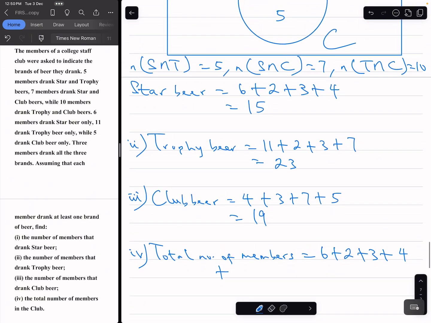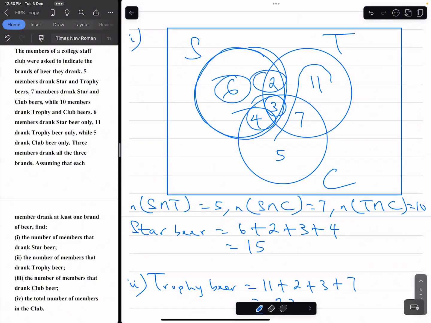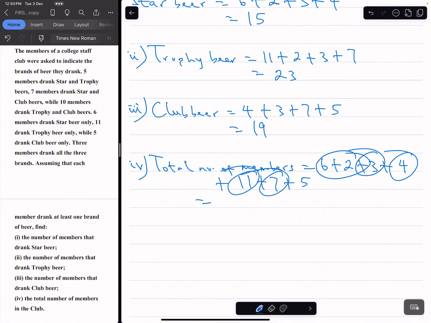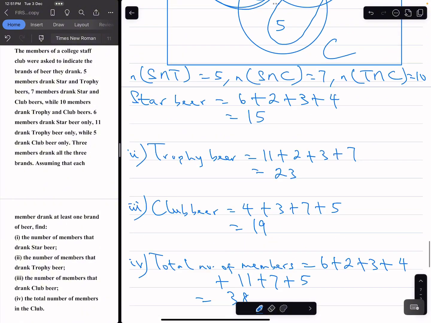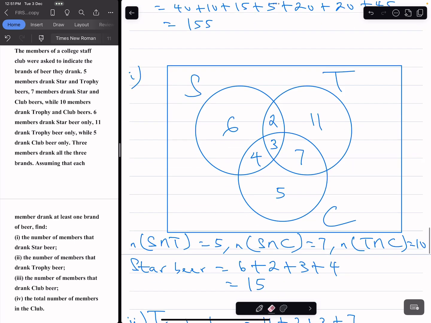That's the total number of elements in the set S, but I'm adding it this way so that I don't get confused. Now we add 11, 7 and 5, so plus 11 plus 7 plus 5, and that will be equal to 6 plus 2 is 8, plus 3 is 11, plus 4 is 15, plus 11 is 26, plus 7 is 33, plus 5 is 38. That simply means the total number of members at the club was 38, and that's it. Very simply. Now we can go to the next one.